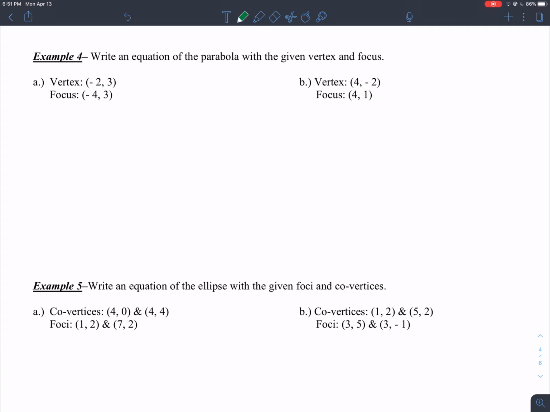So, my suggestion to you again, please, I have this on the completed note sheets written down, is draw a picture. If you draw a picture, it's very hard for you to mess this up, okay? So, I'm going to draw a picture. Here's my x and y axis, and I'm going to draw the vertex, negative 2, 3. There's my vertex, okay, at negative 2, 3, and the focus is at negative 4, 3.